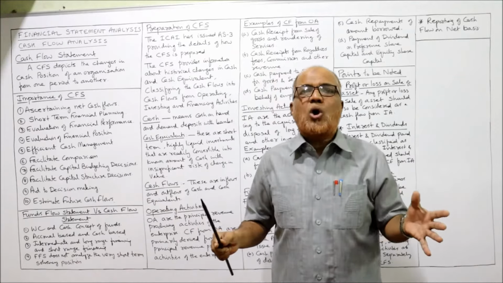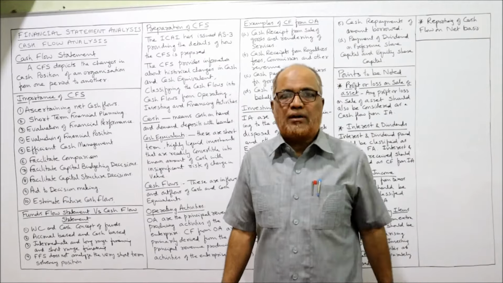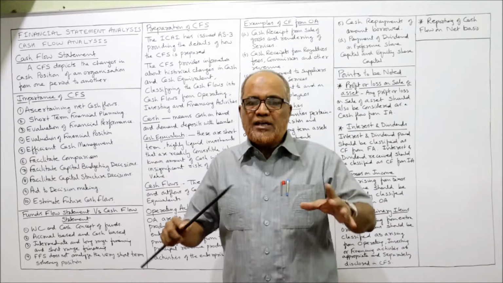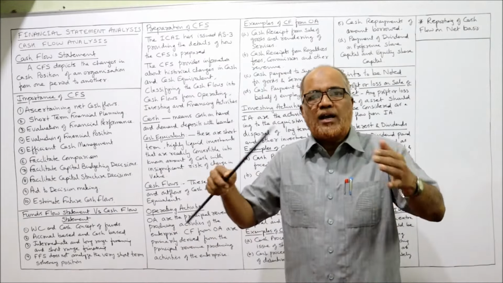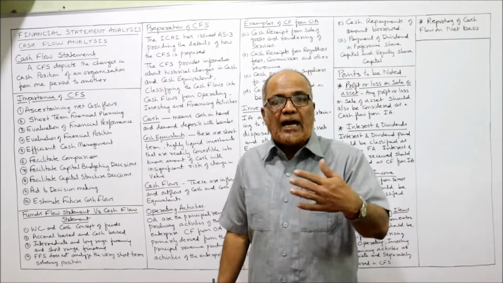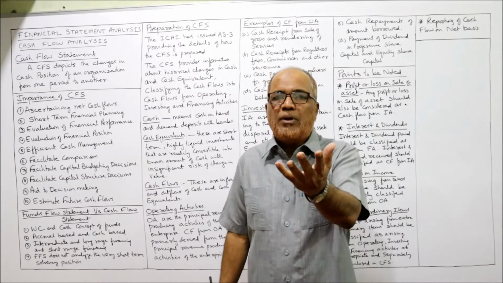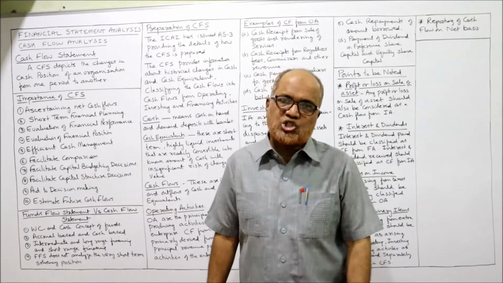Next is capital structure decisions. Capital structure is a combination of owner's fund and borrowed fund. So this cash flow statement will help in understanding the capital structure and taking the decision for making a proper capital structure.